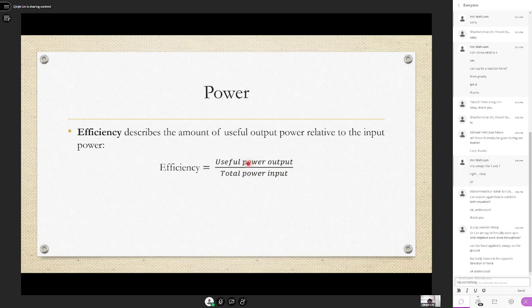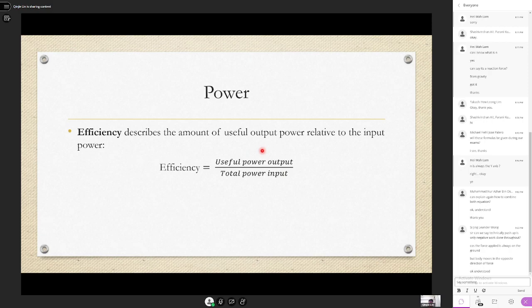If you see this, because it's power output over power input, if it's useful energy output over total energy input, it will also be correct, because it's already divided. So efficiency may not be power. If it's energy output over energy input, it also describes efficiency. So what's efficiency like? For example, again, an engine. An engine has an efficiency to it.